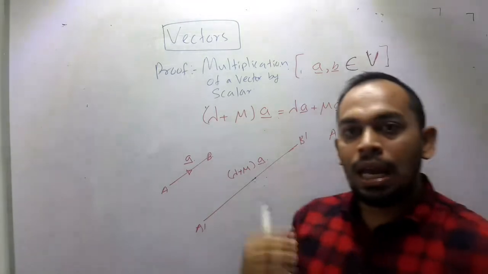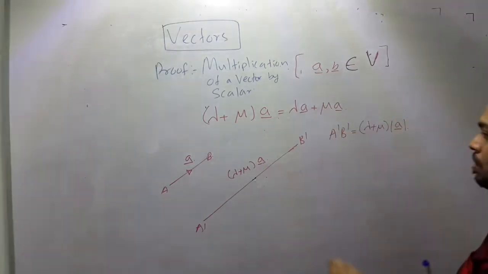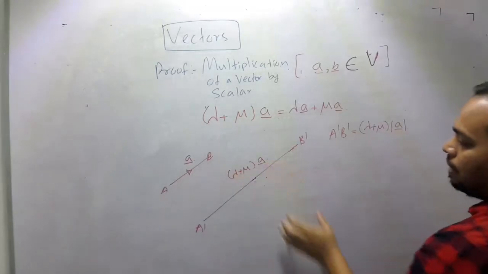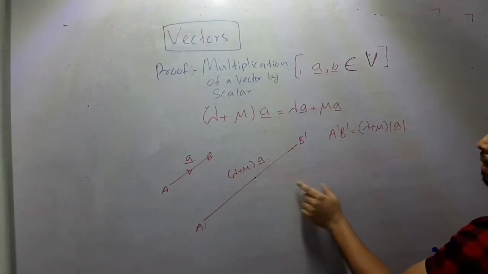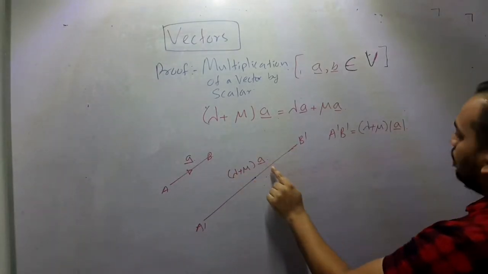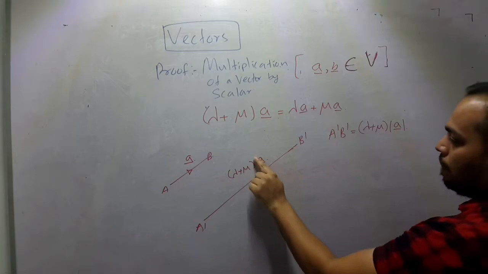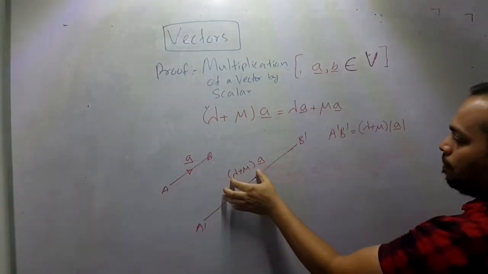The magnitude of the vector is the length of the line segment. So what is the magnitude of this vector? You can get the magnitude of this vector as magnitude of a multiplied by lambda plus mu.